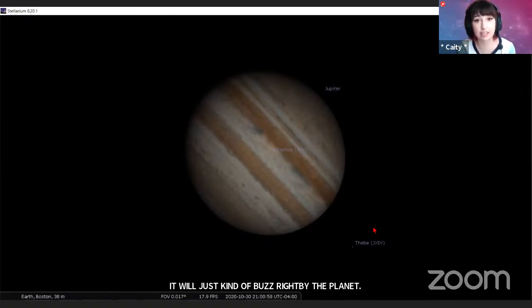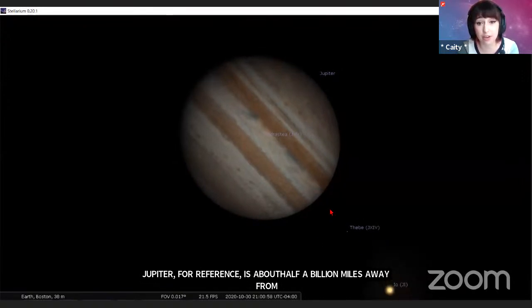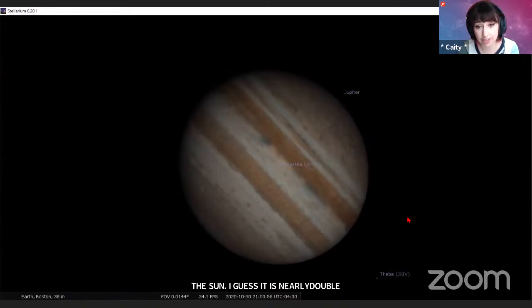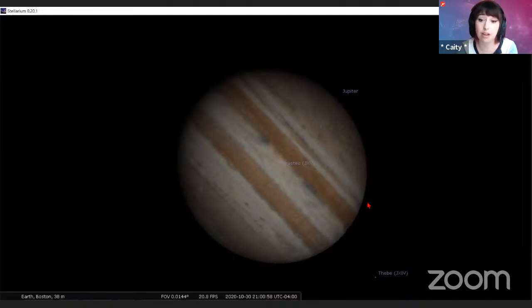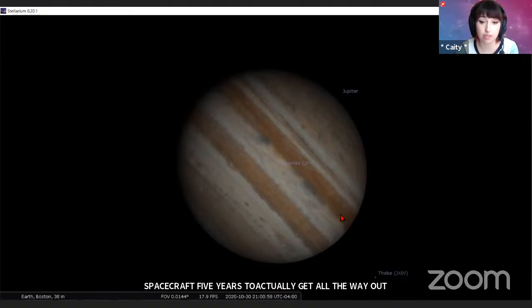It's like nearly double of what Mars's orbit would be, but it's very, very far away. And so it took a spacecraft 5 years to actually get all the way out here and settle into orbit around Jupiter.